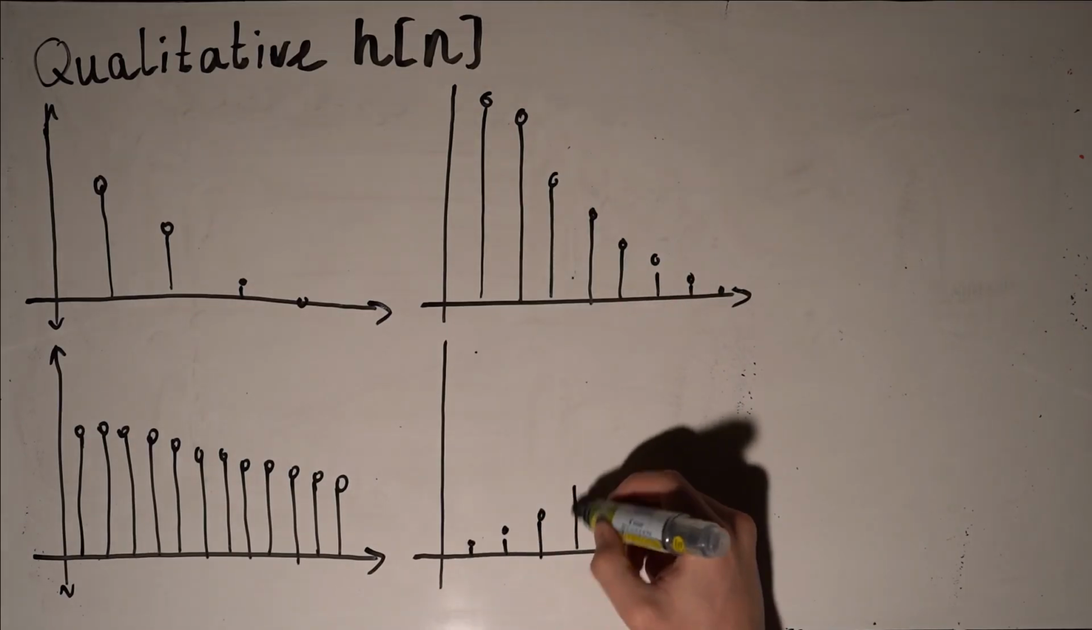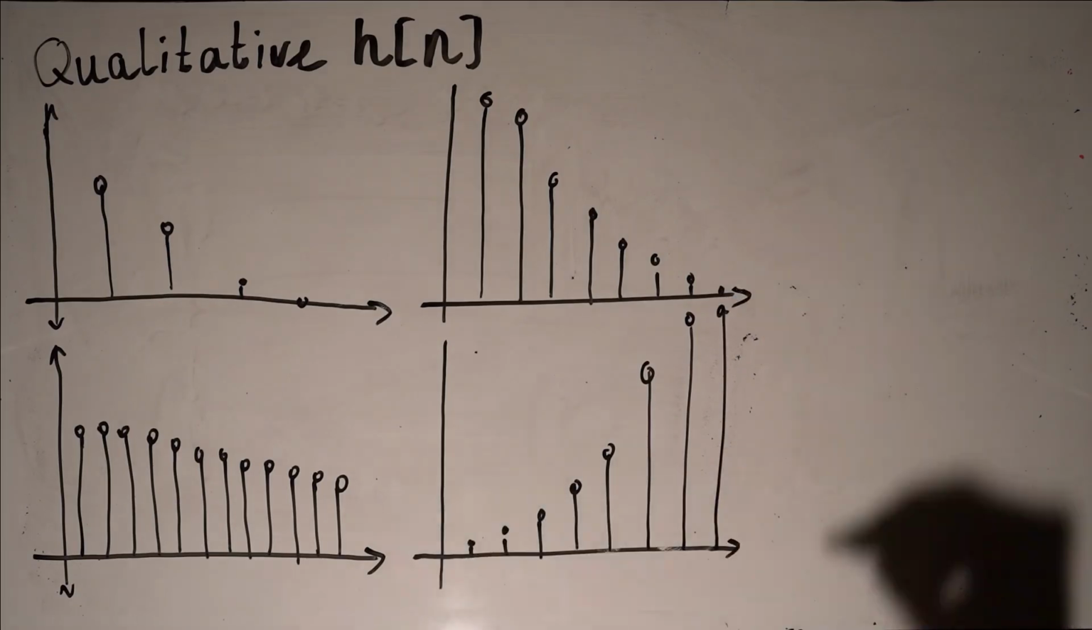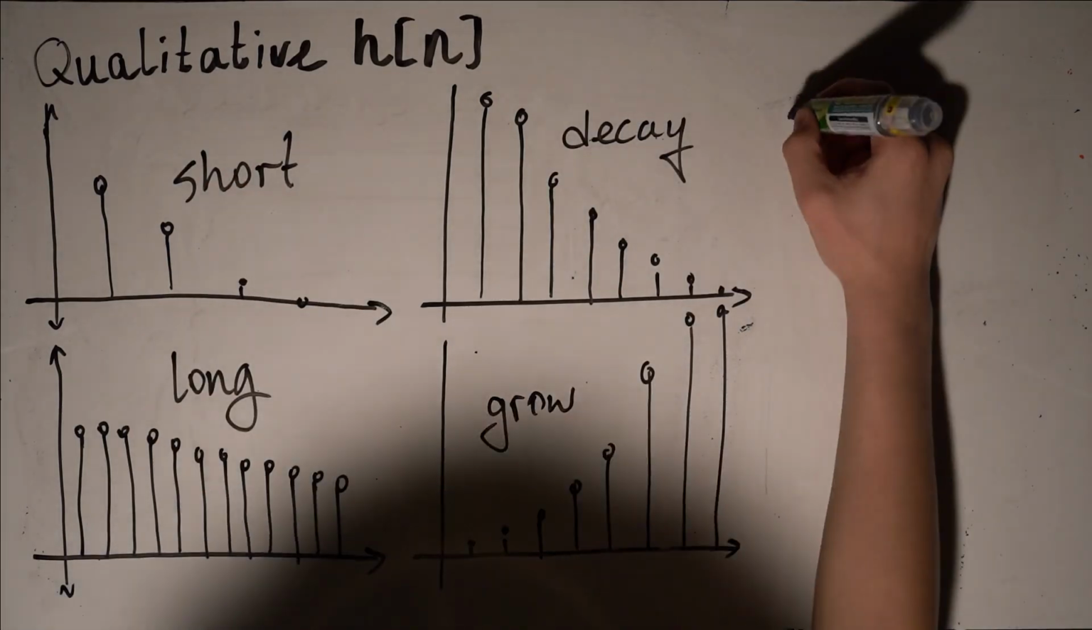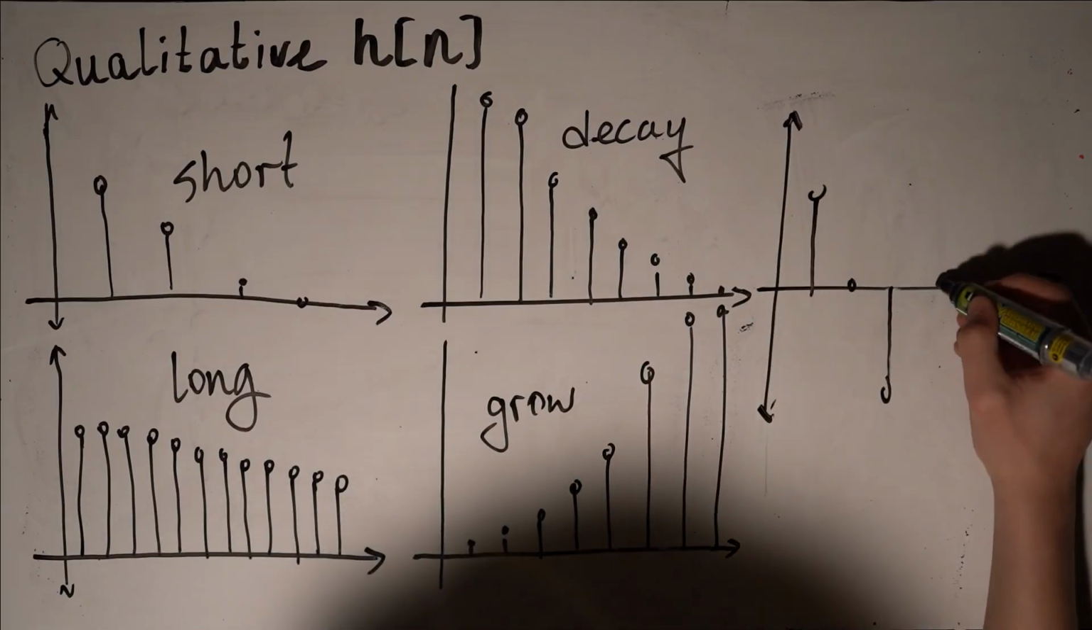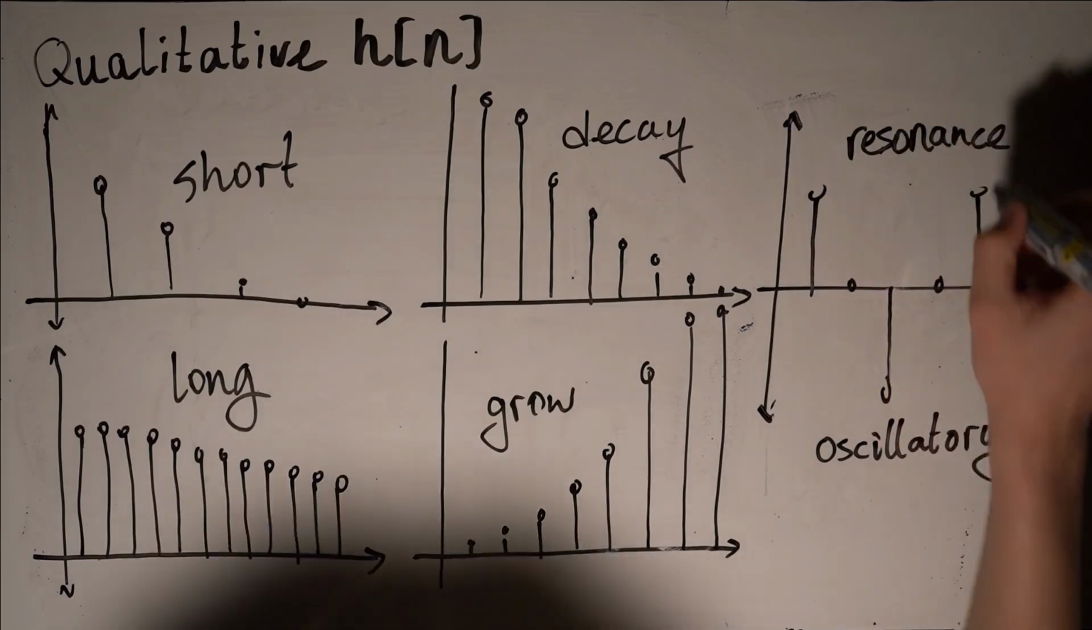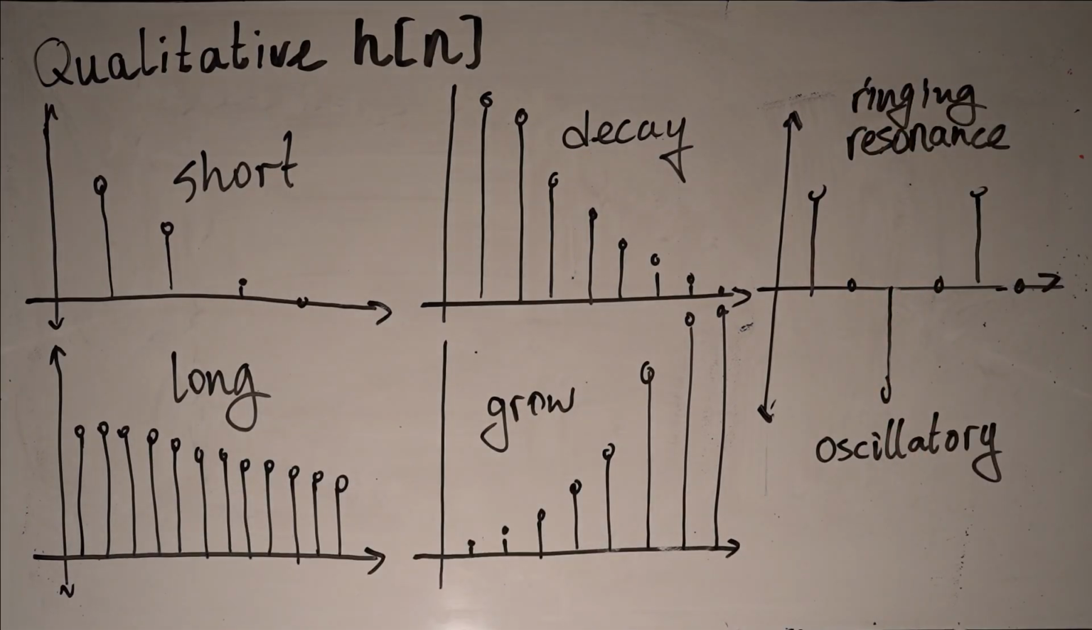But if the impulse response grows, that means the system is unstable. Lastly, if h of n oscillates, there's resonance or ringing. All tuned percussion instruments, like glockenspiels, have oscillatory impulse responses. So just by looking at h of n, you can often predict what the system does before doing any math.